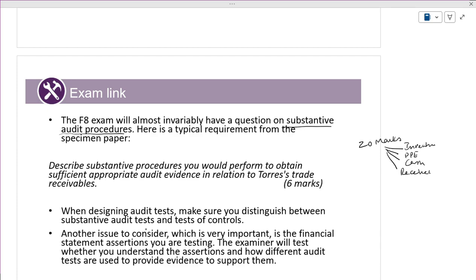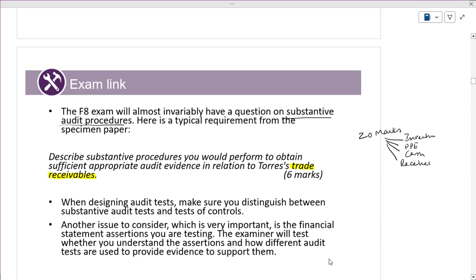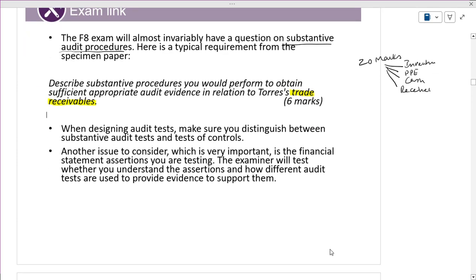Now what they say here, see the thing, they are talking about the procedures. From here it has to be very, very specific, only applications, okay, only applications. We have covered theory to the maximum. Describe the substantive procedures you will perform to get evidence in terms of trade receivables. While designing the test, you have to be very specific. What is a substantive test and what is a test of controls?